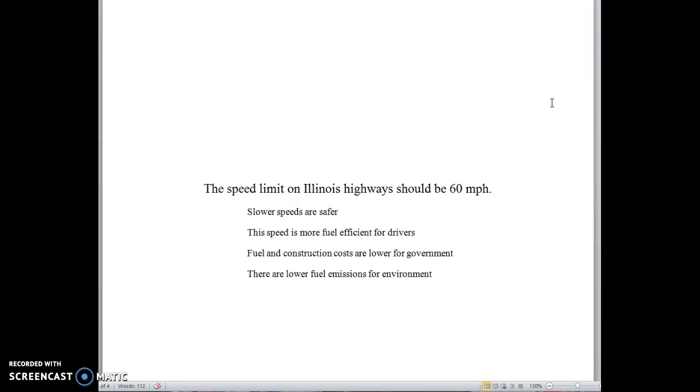I could explain how higher speeds lead to more damage to the road, meaning they have to give more construction to those areas, etc., etc. Okay? That's the type of thing I would explain in my paragraphs, because each of these reasons would be a body paragraph in my essay to support the thesis, which is in my intro. Finally, there are lower fuel emissions for the environment. This is a good set of reasons because it covers many different issues.